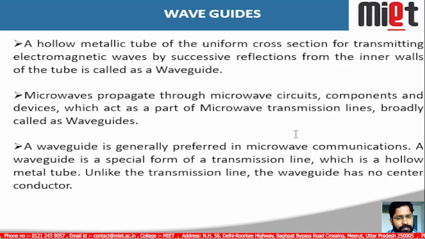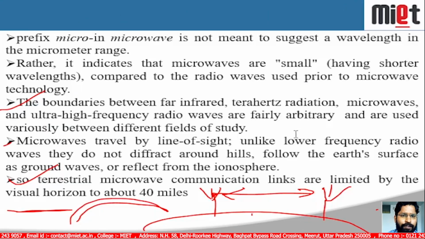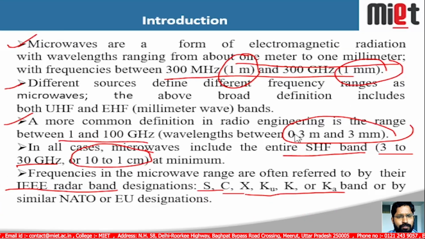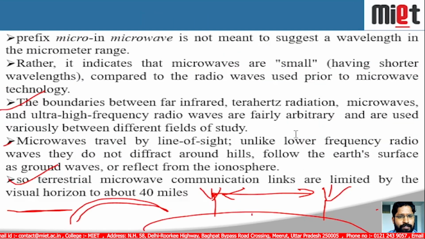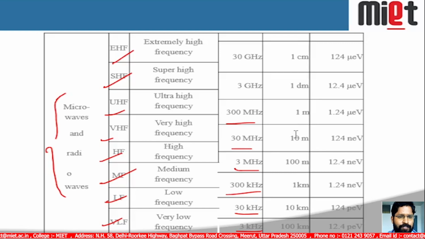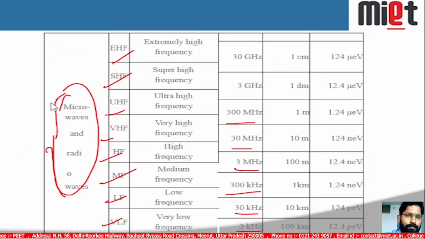waveguide. This topic we will discuss in the next class. Today we discussed what microwave is, the introduction of microwave, and what a frequency band is. These are the microwave spectrum: the ionizing radiation, visible frequency band, microwave, and radio. These are microwave and radio waves.